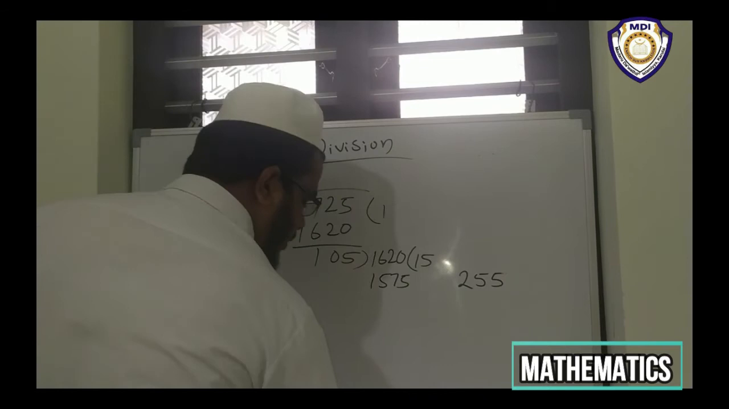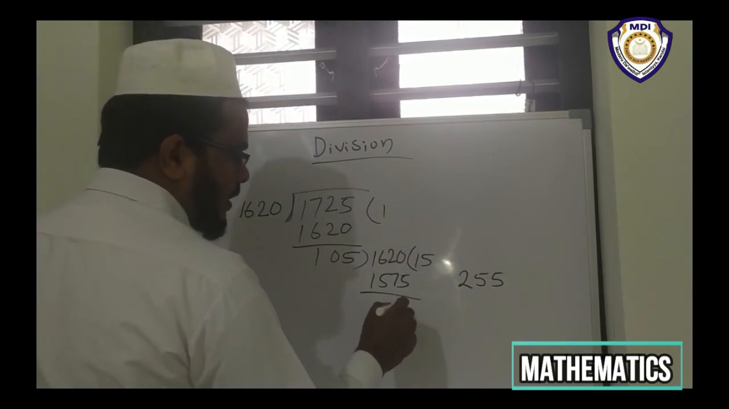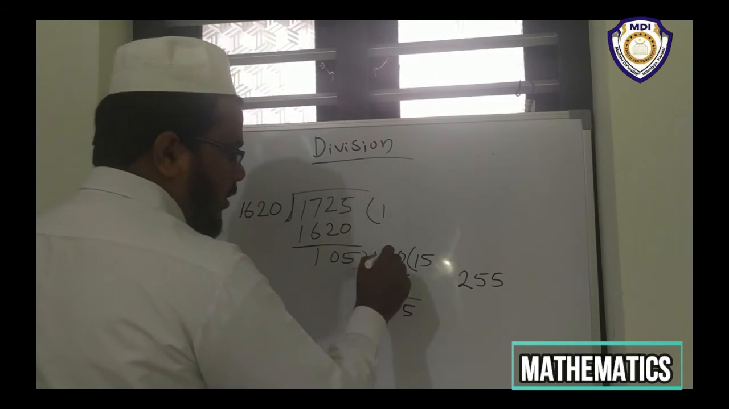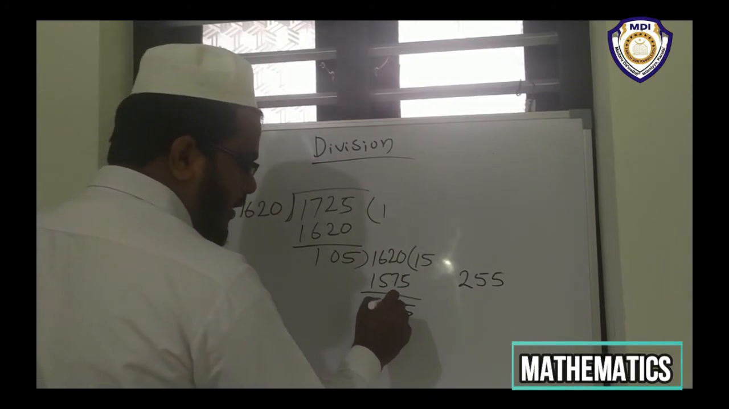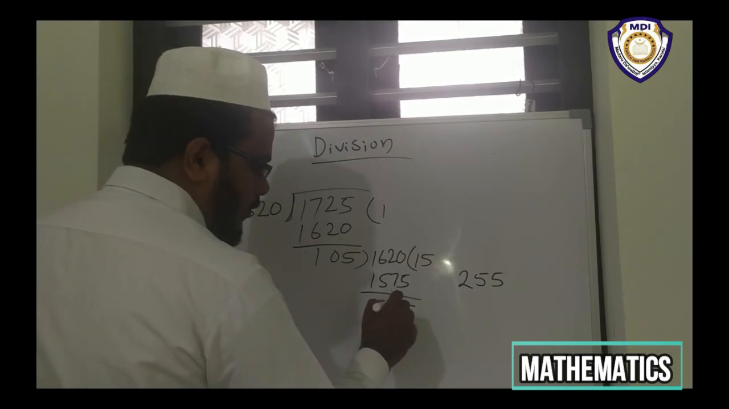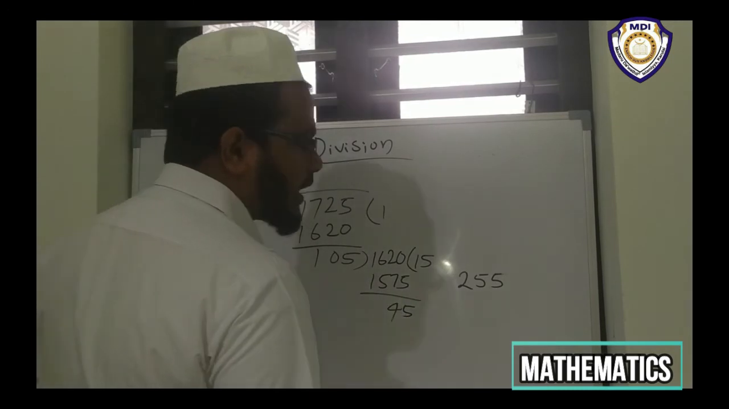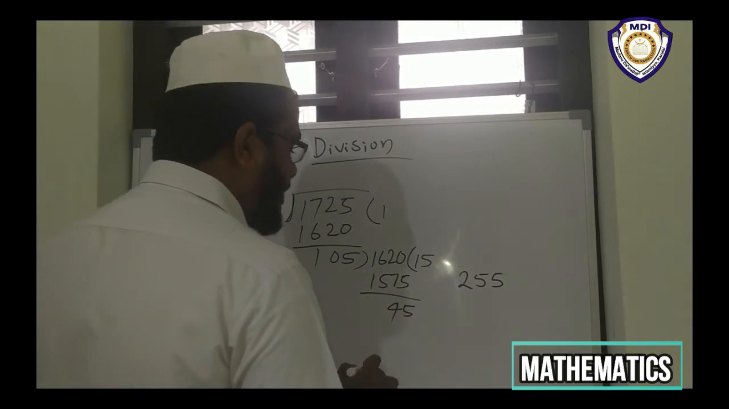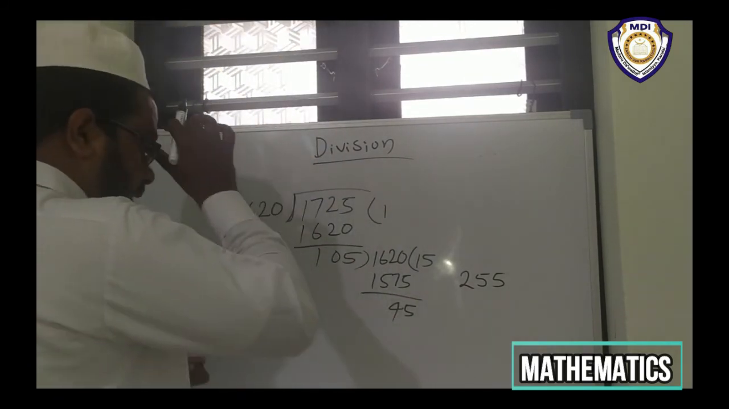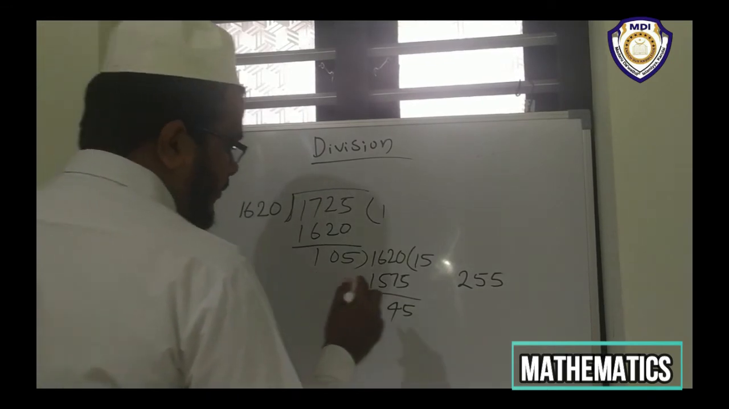Then we have to subtract. 10 minus 5 is 5. Here 1, and we borrow 1 here, then 11 minus 7 is 4. Then 5 minus 5 is 0. Okay. Then the answer is 45. Then it becomes the dividend.